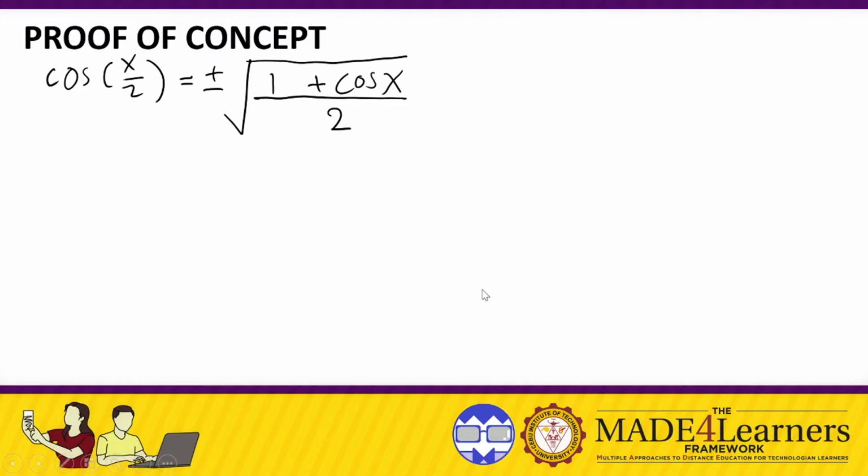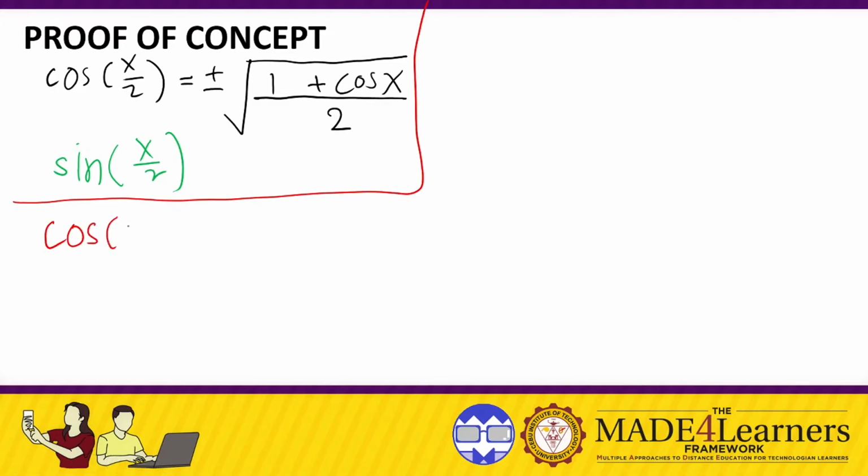So how about for sine? We're going to look for sine x over 2. It's the same process. We'll make use of cos 2x, but instead of using 2 cos squared x minus 1, we're going to use 1 minus 2 sine squared x, the third form of cos 2x. We'll try to manipulate it because we only want to have sine squared x.